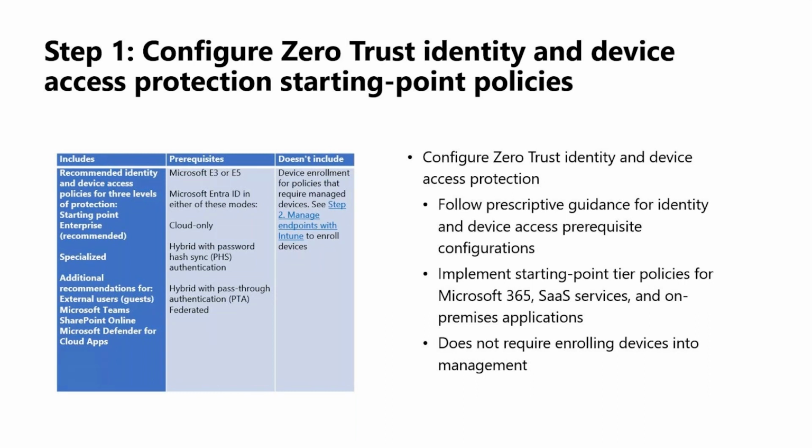These policies include policies at three levels of protection: starting point, enterprise, or specialized, and some additional policies for external users and for different applications. So of course, you need to have Microsoft E3 or E5 Entra ID in either of these models: cloud only, password hash sync, or PTA.